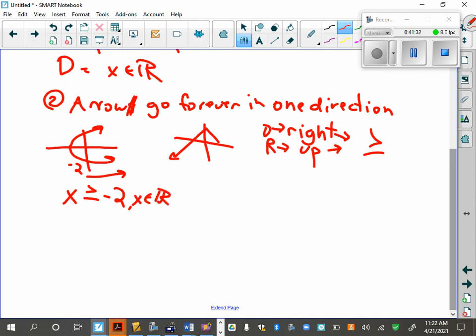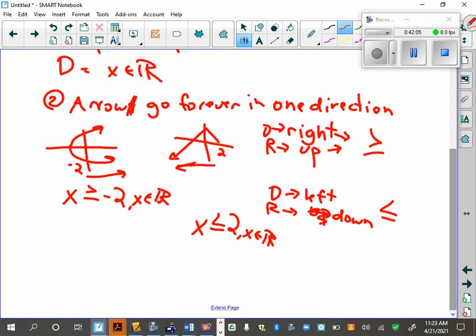If the domain is to the left, the arrow's pointing left, or if you're talking about the range and the arrows are going down, you're going to use a less than or equal symbol. Okay, so we'll just say 2, and everything to the left of 2. So here the domain would be x is less than or equal to 2, where x is an element of all real numbers. So it's helpful to know if you have one arrow in one direction, you're going to use the greater than or less than symbol. That's it.